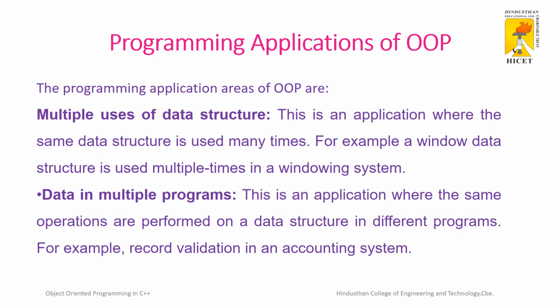The various applications of object-oriented programming are multiple uses of data structure. This is an application where the same data is used many times. For example, a window data structure is used multiple times in a windowing system. Then, data in multiple programs. This is an application where the same operation is performed on a data structure in different programs. For example, record validation in an accounting system. For these purposes, object-oriented programming concepts are mainly used.